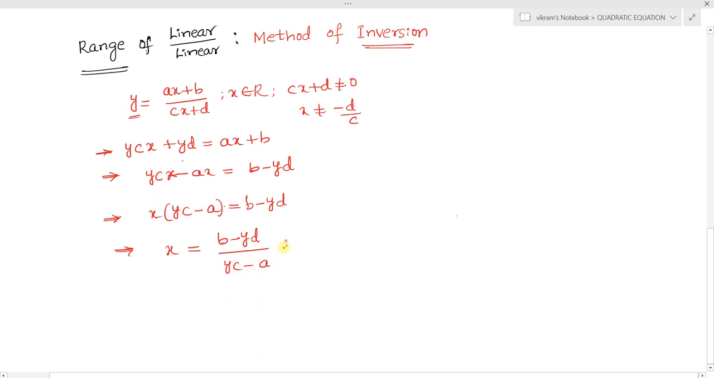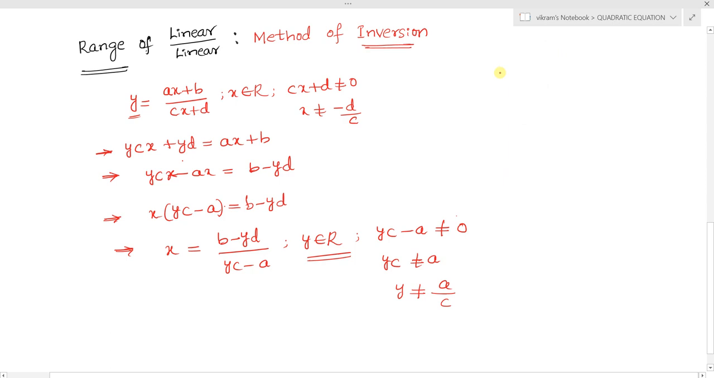Here y also belongs to the real numbers, and the condition is yc minus a not equal to 0. That means yc is not equal to a, so y is not equal to a by c. So the possible values of y are all real values, but y is not equal to a by c.